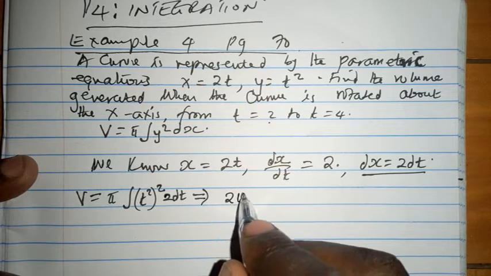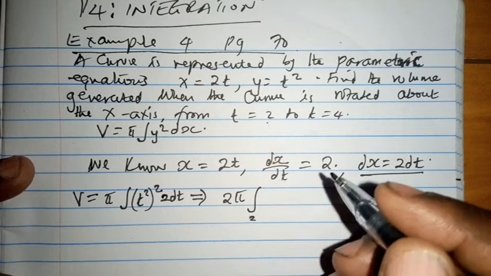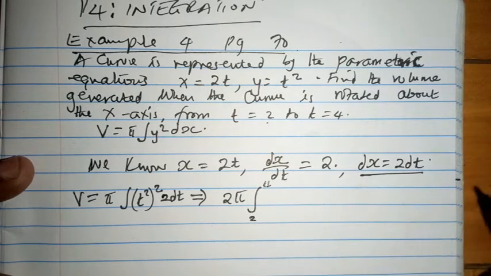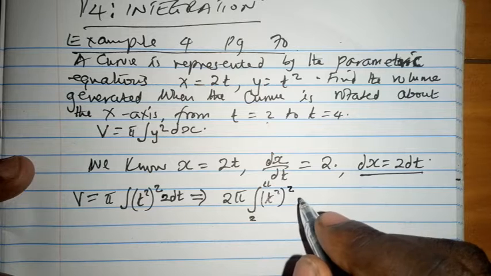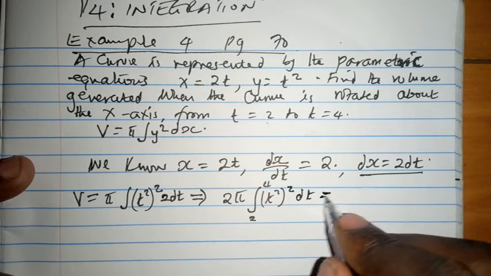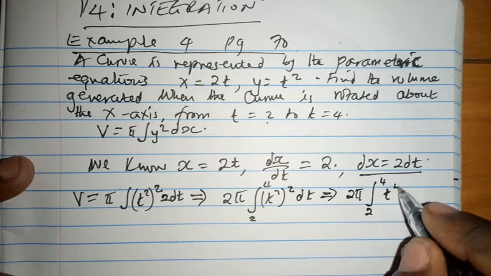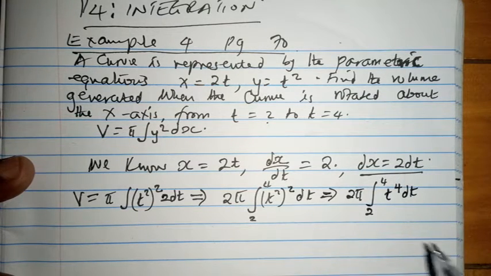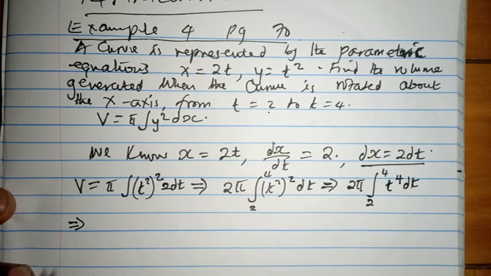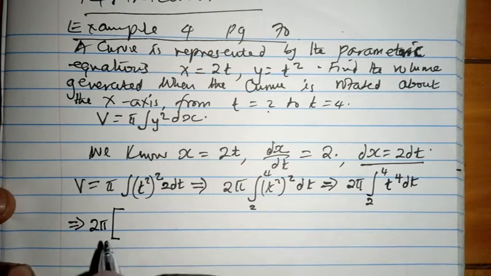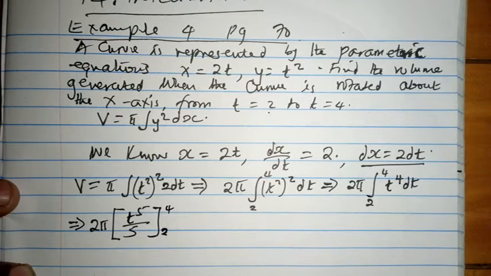It's going to be 2 pi, because 2 is a constant, integrate from 2 to 4, the expression t squared dt. Now we can finalize and have it as 2 pi, the integral from 2 to 4 of t raised to power 4 dt, because this one has to be opened up. What we have is a direct integration, which is 2 pi open bracket t raised to power 5 over 5 close bracket, and then we bring in the limits.